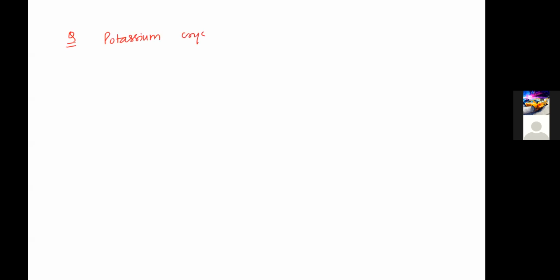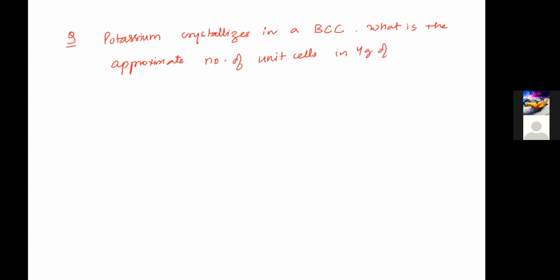Potassium crystallizes in a body-centered cubic lattice. What is the approximate number of unit cells in 4 grams of potassium, where you know potassium's mass is 39? I'll just wait for 1-2 minutes like before for you to solve. If there's anyone who already completed, let me write another question meanwhile.